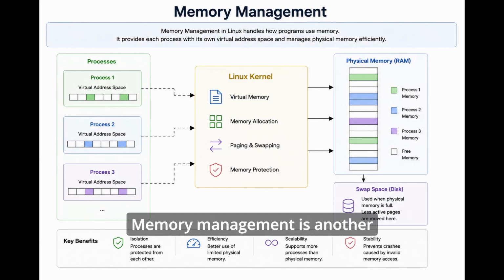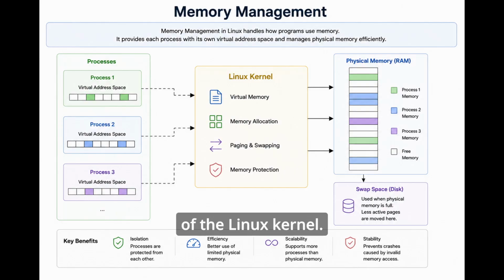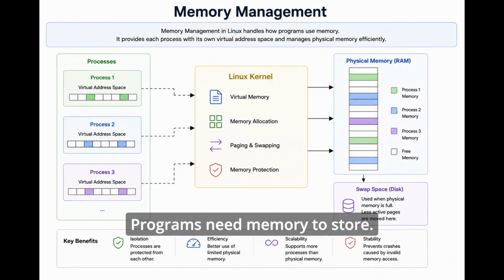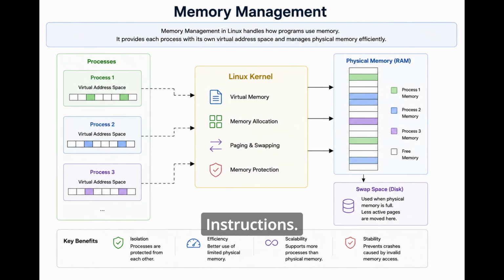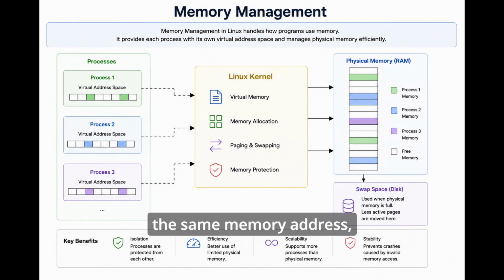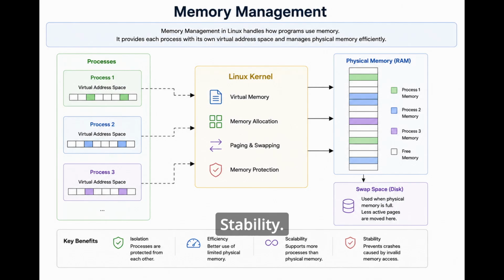5. Memory management. Memory management is another major responsibility of the Linux kernel. Every running process needs memory. Programs need memory to store instructions, variables, data, stack, heap, shared libraries. Linux uses virtual memory. This is a very important concept. Each process sees its own private memory space. Even if two programs use the same memory address, Linux maps them to different physical locations in RAM.